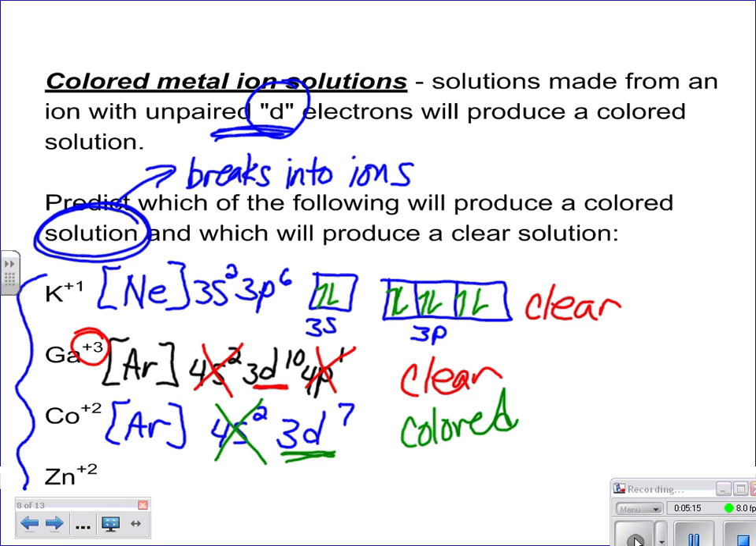And then finally, the last one is going to be zinc. Again, this is going to be argon. And then we're looking at number 30. So this is going to be 4s2, 3d10. So when it loses those two electrons, see ya. Do you have any unpaired d electrons? Nope, not so much. So it's just going to be a clear solution. So that's what we have as far as metal ions go.